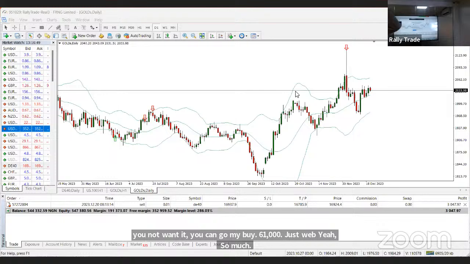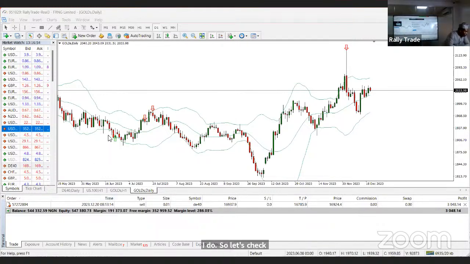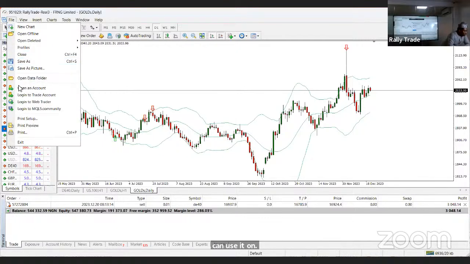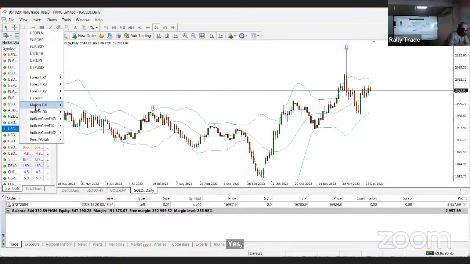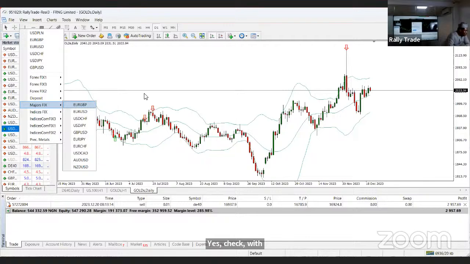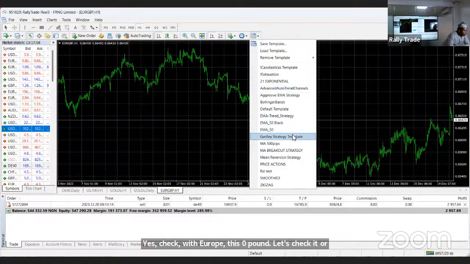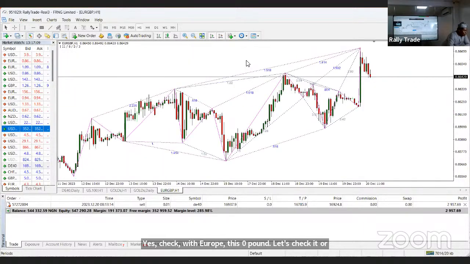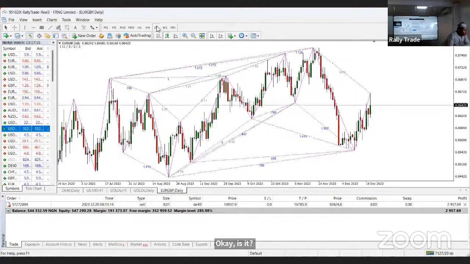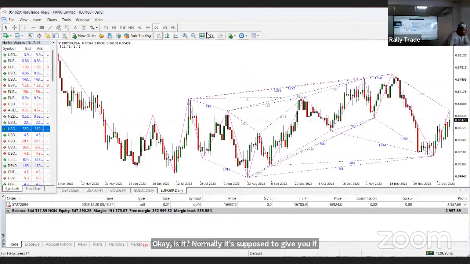Okay. So let's check it. Let's check which other one we can use it on. Let's check Euro USD. Euro pound. Let's check it on Euro pound and see if it is okay for us to use on Euro pound. Okay, this is it. Normally, it's supposed to give you information to tell you if it is bullish. But if it doesn't tell you, you can also watch carefully.